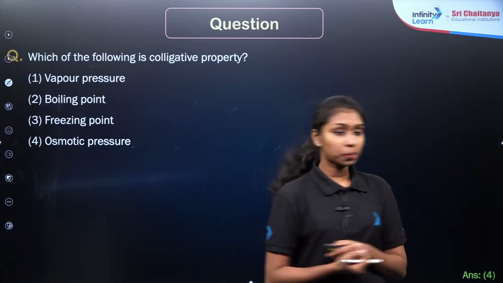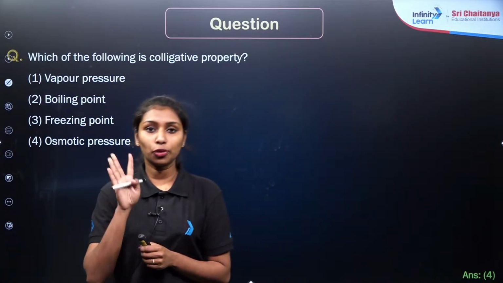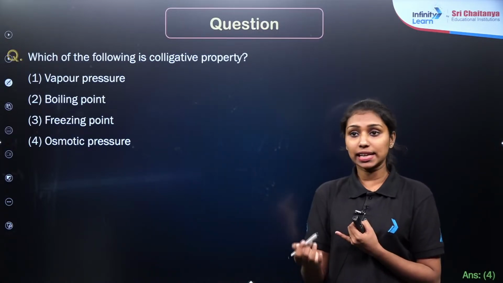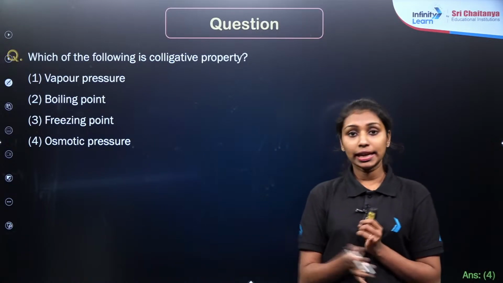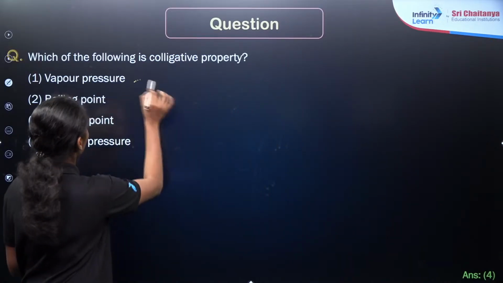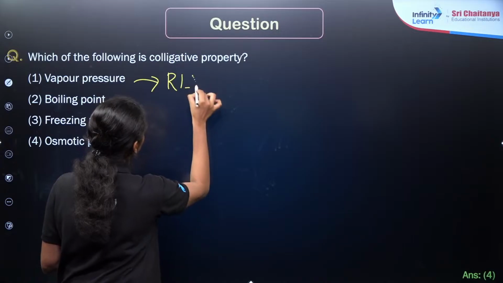Option 4, right? Osmotic pressure. As we already know, there are 4 colligative properties. The first one is the relative lowering of vapor pressure. Here it is given only as vapor pressure, so it is not considered a colligative property here. If it were given as relative lowering of vapor pressure, it would be a colligative property, right? Relative lowering of vapor pressure.